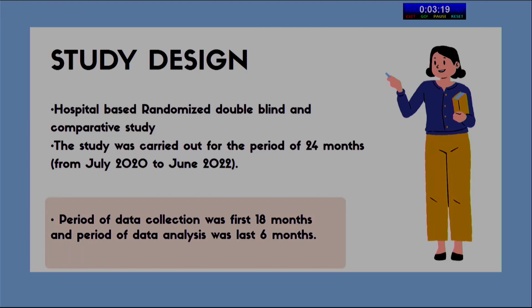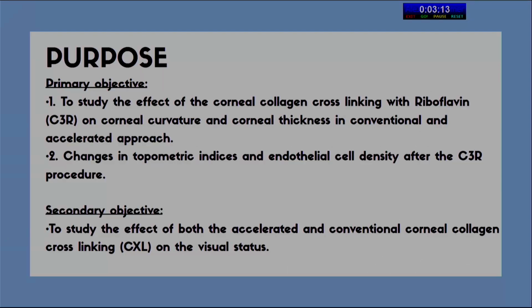Our study was a hospital-based randomized double-blind comparative study done over a period of 2 years, out of which 18 months we collected the data and the period of data analysis was 6 months. Our primary objective was to study the effect of CXL on corneal curvature and corneal thickness in both procedures, and changes in topometric indices and endothelial cell density after the C3R procedure.